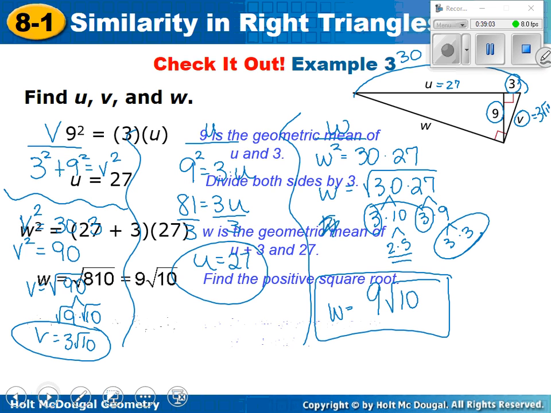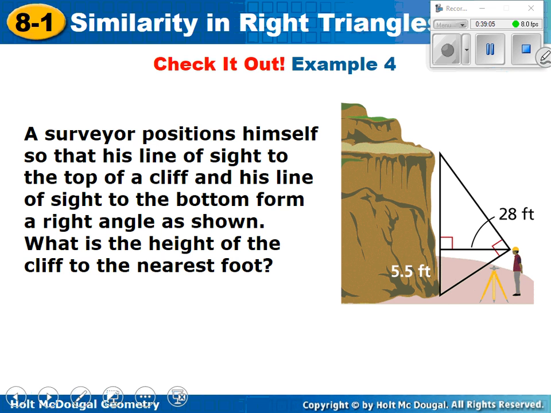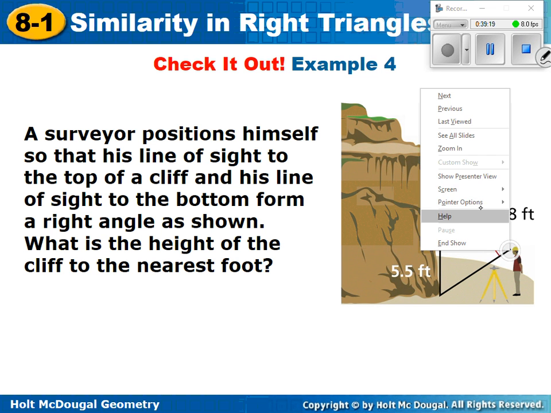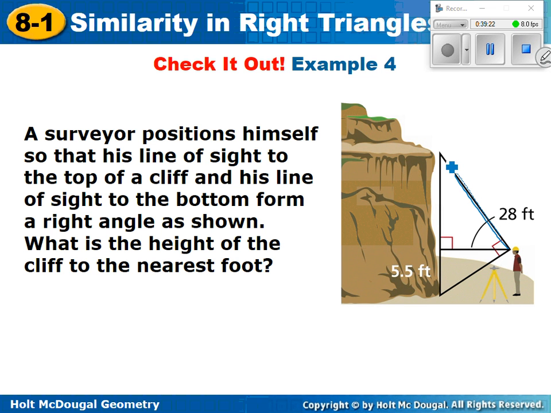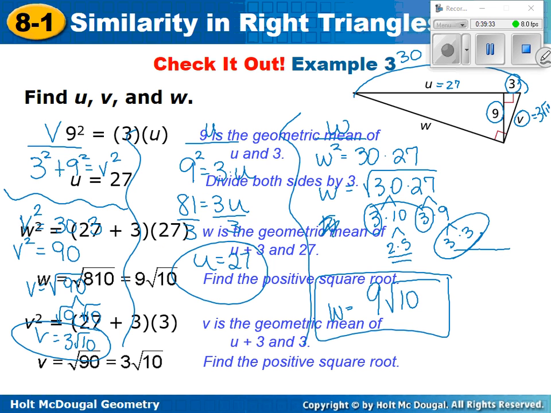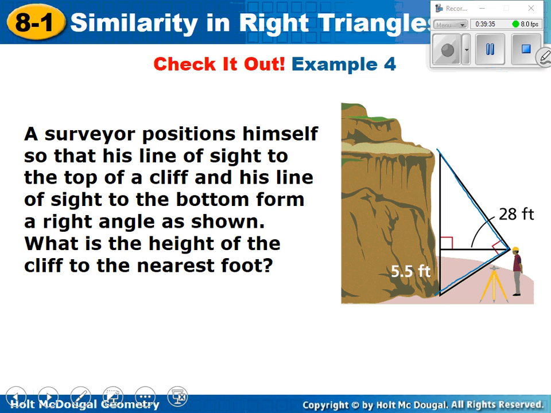Look at the word problem. Surveyor positions himself so that his line of sight to the top of the cliff and his line of sight to the bottom form a right angle as shown. You may have to draw a picture on your homework. If you do, you're right here. Your line of sight means you're looking from your eyeballs up to the top or from your eyeballs down to the bottom. Together, those form a right angle. Then we have his line of sight straight to the cliff. That makes an altitude.